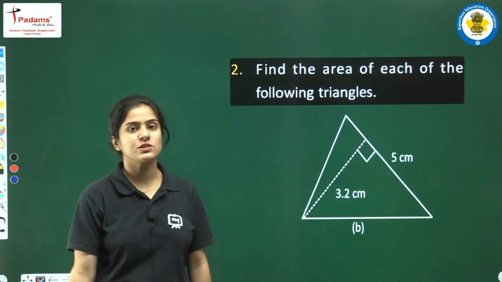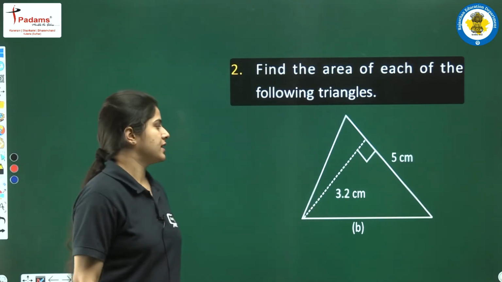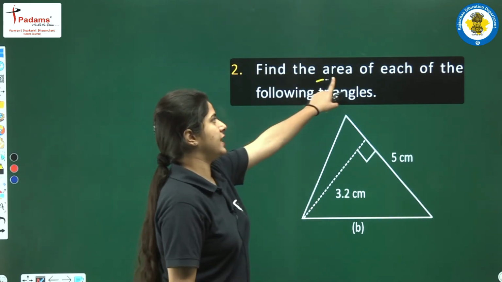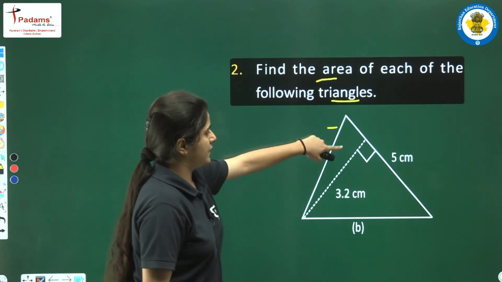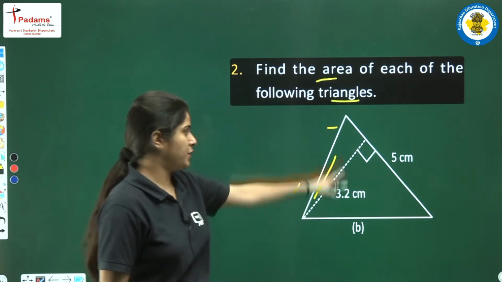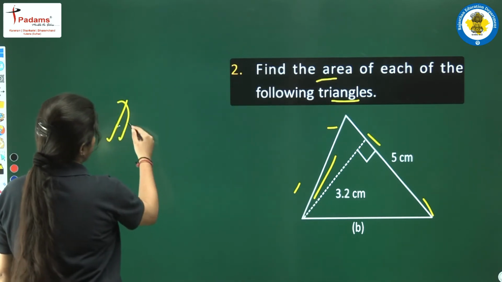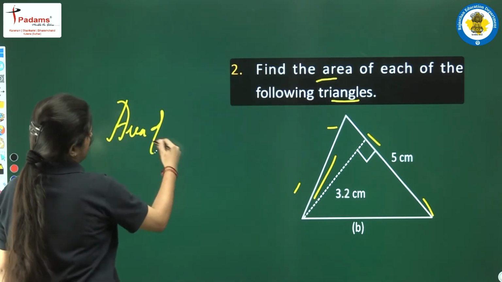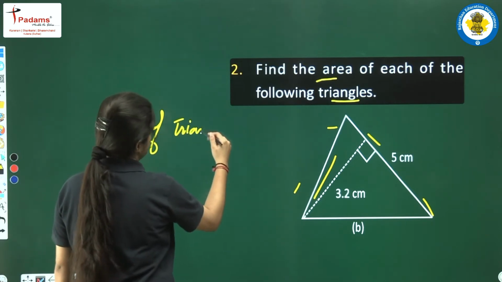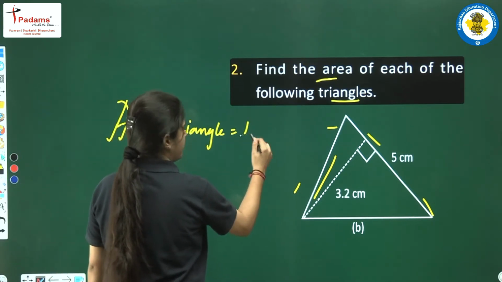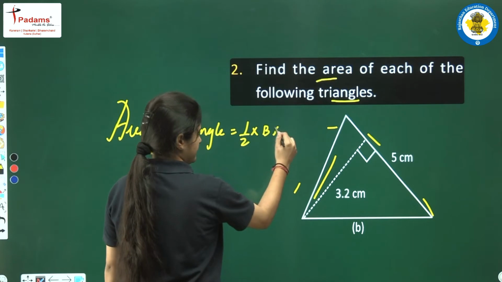Looking at the next question, students, the part 2. Here students, we need to find out the area of the triangle, right? You have this as the height and you have this 5 as the base. Okay. So area of triangle is equal to half into base into height.